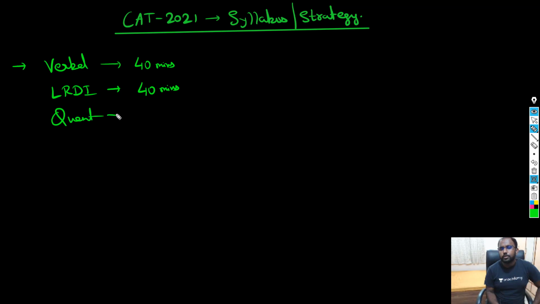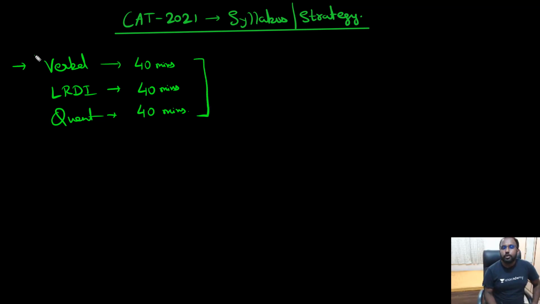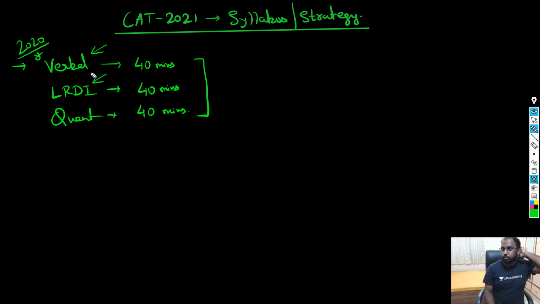This order is actually quite important, because in CAT 2020 especially, verbal was on the tougher side, LRDI was on the tougher side, and quant was moderate. What people did in verbal and LRDI, there was so much fatigue that they lost track and couldn't make use of the quant paper, which was moderate and quite doable. So that mental preparation, that mental strategy, should be there.